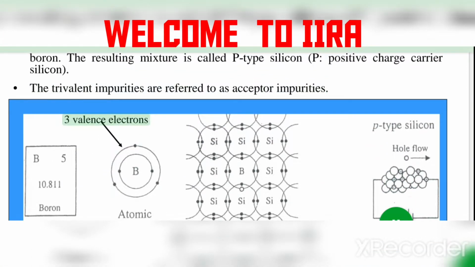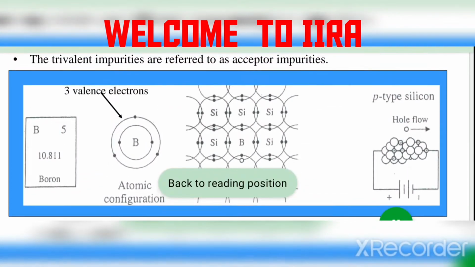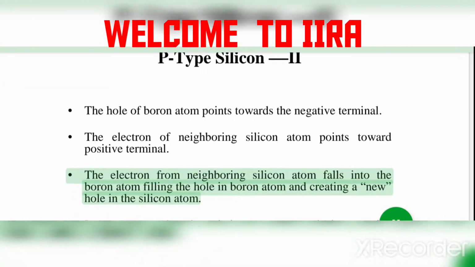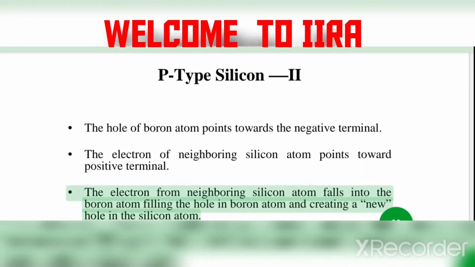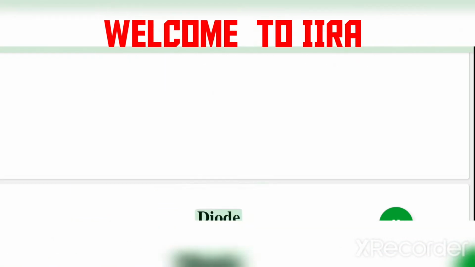3 valence electrons. P-type silicon 2. The hole of the boron atom points towards the negative terminal. The electron of the neighboring silicon atom points toward the positive terminal. The electron from the neighboring silicon atom falls into the boron atom, filling the hole in the boron atom and creating a new hole in the silicon atom. It appears as though a hole moves toward the negative terminal.